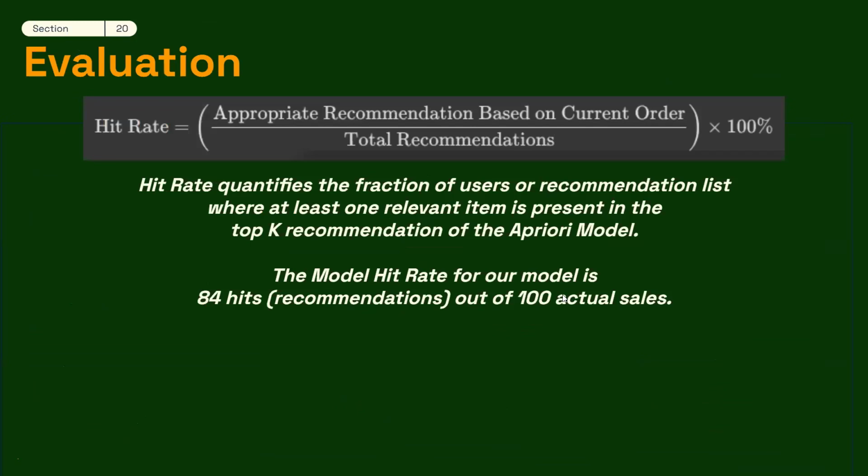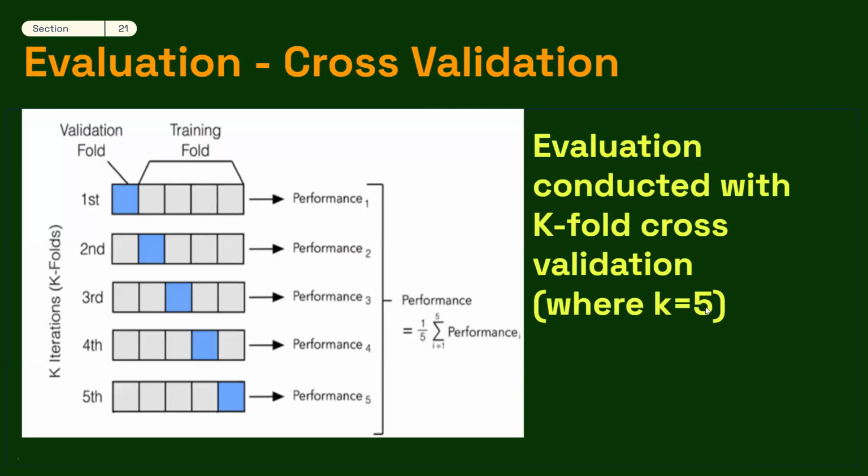The evaluation measure we use is hit rate. And what is hit rate, you may ask? Hit rate is the number of proper recommendations based on the current order divided by total recommendations, multiplied by 100. It quantifies the fraction of users whose recommendation list has at least one relevant item present in a K-mode a priori model, which in other words means that when we are selling 100 times, 84 times one item is being recommended to our customer. We also use K45 cross-validation in our evaluation.